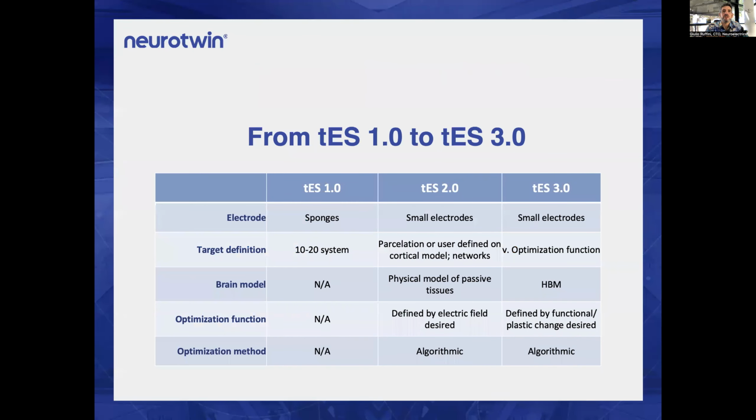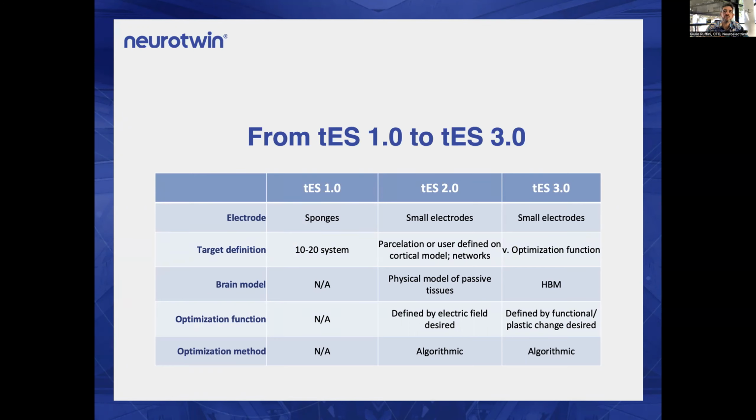As a summary, I would say that going from tES 1.0 to 3.0, we have gone from the world of sponges to small electrodes, from target definition that has been based on the 10-20 system and some principles, to targets which are parcels defined by the neurologist. And with that, we have constructed a physics-based target.